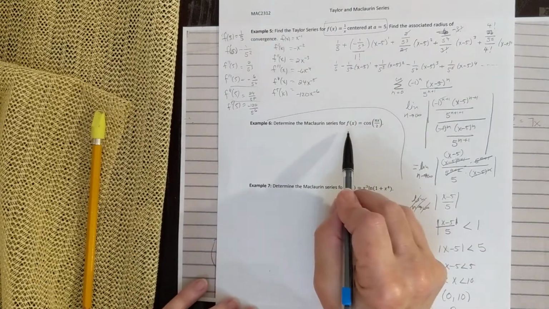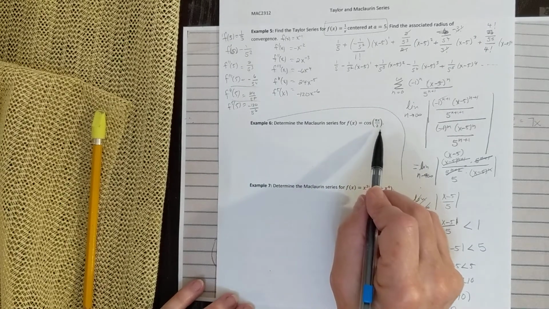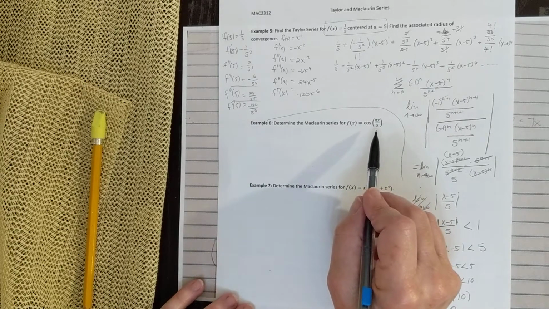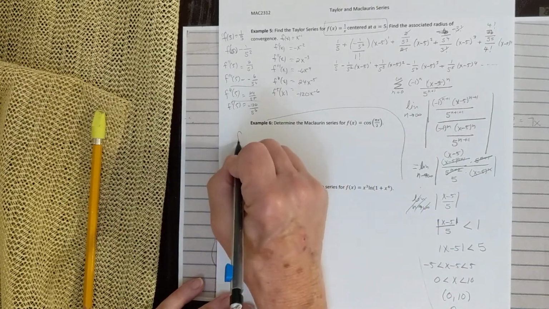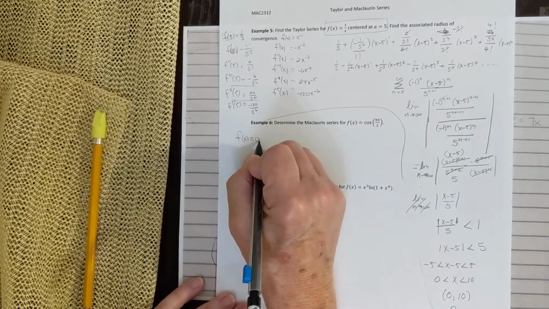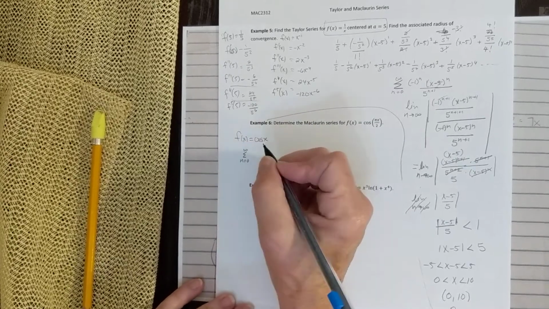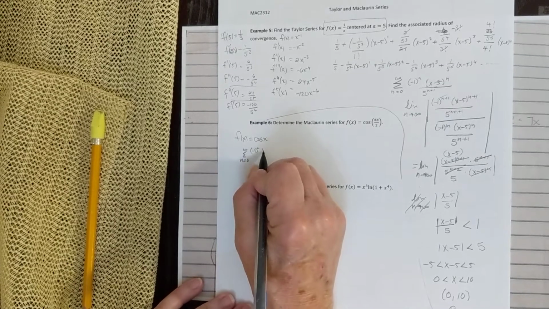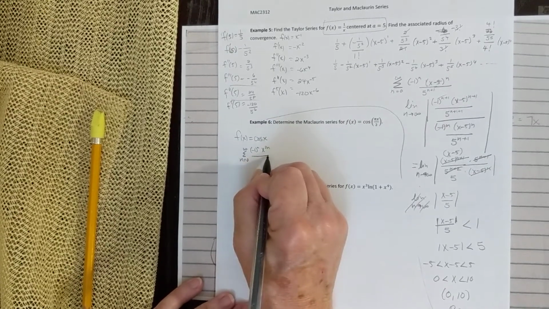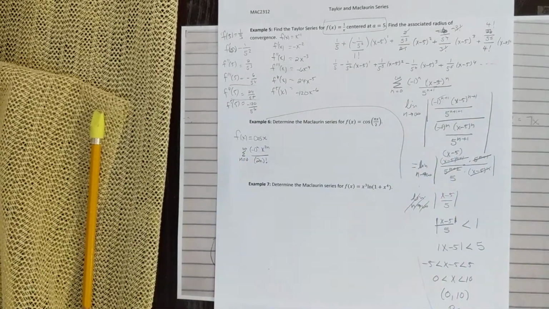These last two examples are fairly short. Determine the Maclaurin series for f of x is the cosine of pi x over 2. Well, we have already done some good work where we figured out that if you had the function cosine of x, we could represent this as the sum from n is 0 to infinity of negative 1 to the n x to the 2n all over 2n factorial.